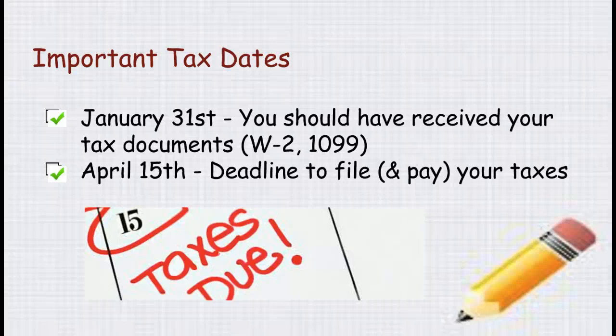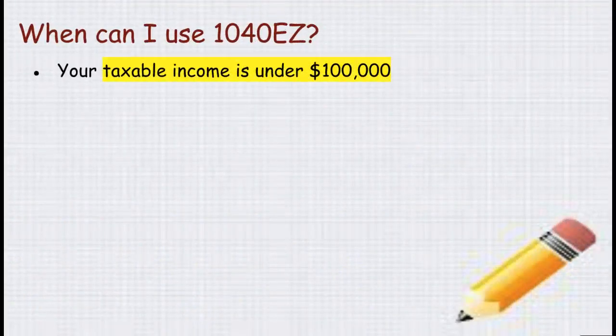April 15th, very important date. That's your deadline to file and pay your taxes. Now, you can file for an extension, a 6-month extension. However, it's not an extension to pay. So you have to pay your taxes if you owe by April 15th. Otherwise, you could be subject to penalties and interest.